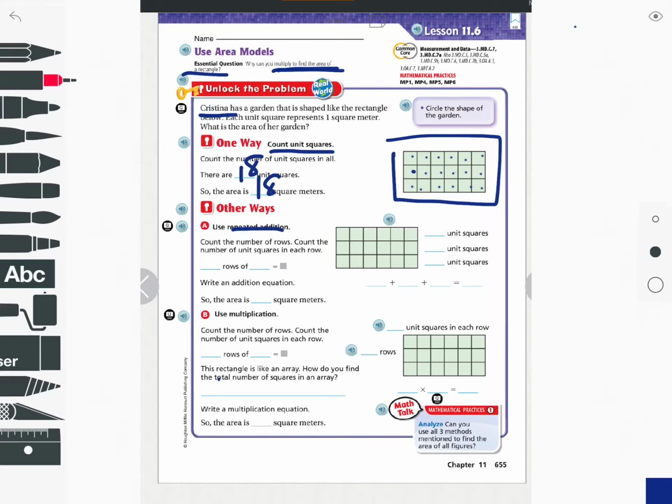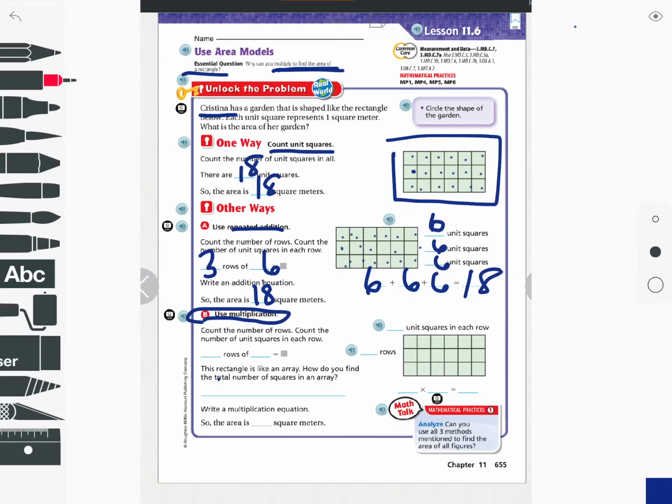So here's the same figure. I know that I have 6 units in a row, right? 1, 2, 3, 4, 5, 6. So I know that I have 3 rows, right? 1, 2, 3 of 6 unit squares. So if I add 6 plus 6 plus 6, that will tell me the area, which is 18. So the area is 18 square meters.